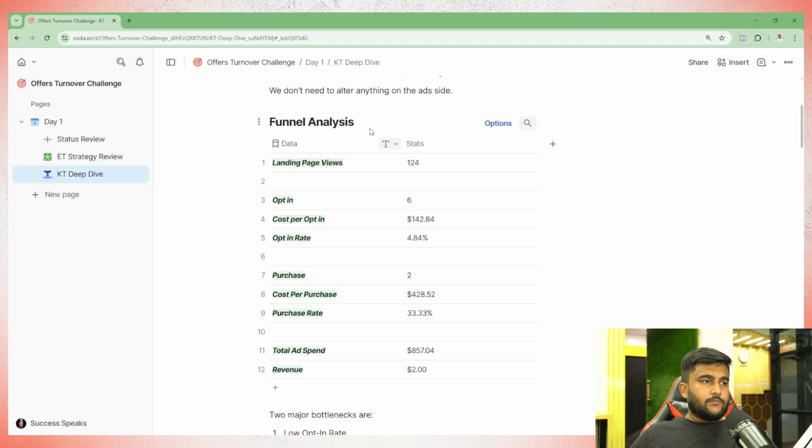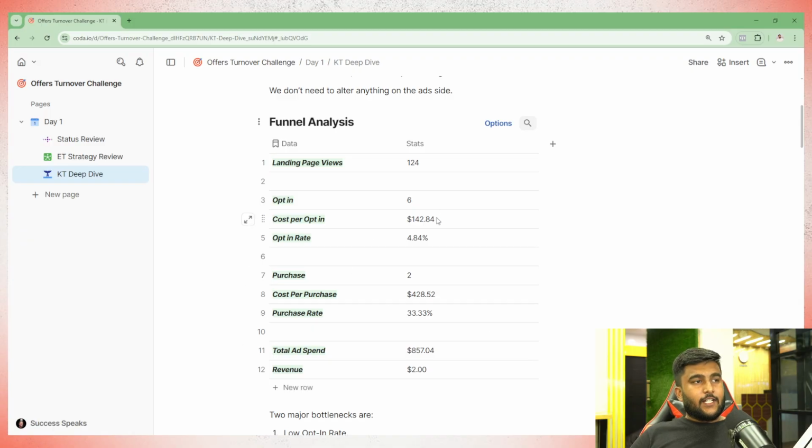Now, when I looked at the stats, we got 124 landing page views, 6 opt-ins, which basically means it cost us $142 to get one opt-in. That is insane, right? So how the funnel was structured is, we had ads, then we would send them to a landing page with an opt-in form. They can put their name and email address to go to the checkout page where they can pay for the $1 trial. Okay, so a lot of steps in between, right?